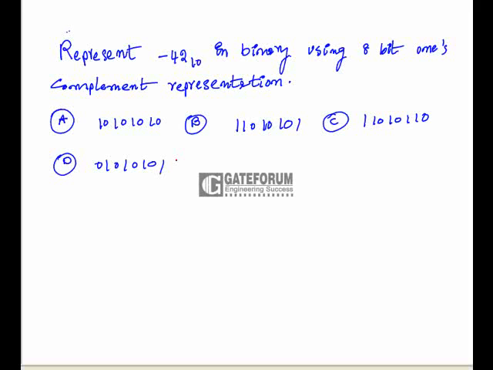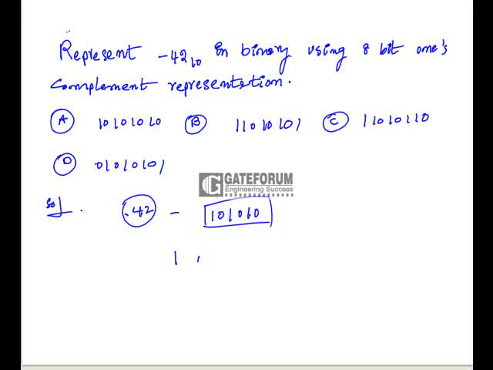Next: represent minus 42 base 10 in binary using 8-bit ones complement representation. So first of all you have to find the value of 42 in binary. The value of 42 in binary is 101010. This uses only 6 bits, but you have to represent it in 8 bits. This is a negative number, so the sign bit will be 1. Including the sign bit, it should be 8 bits.